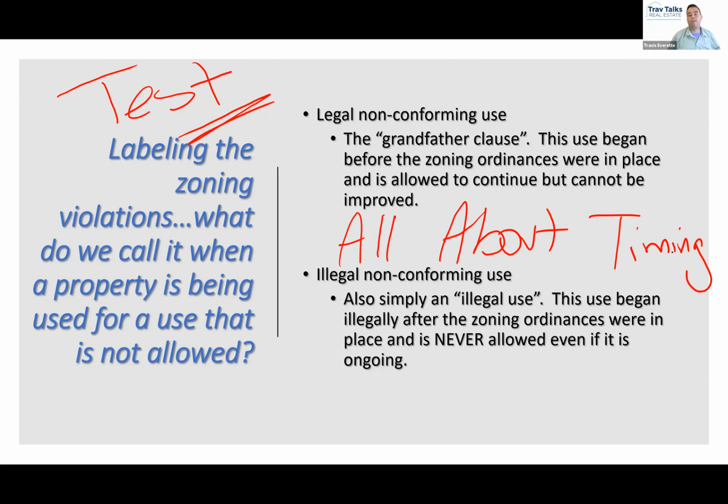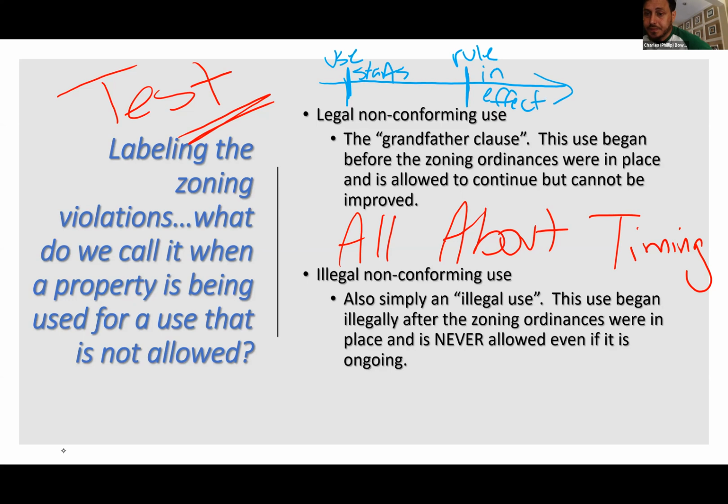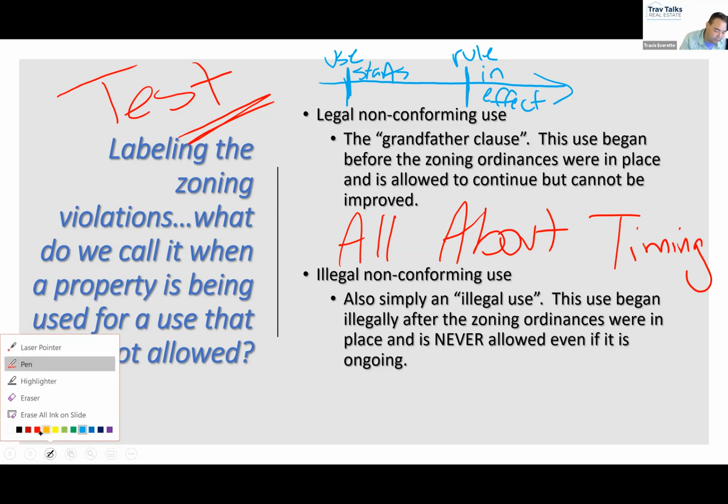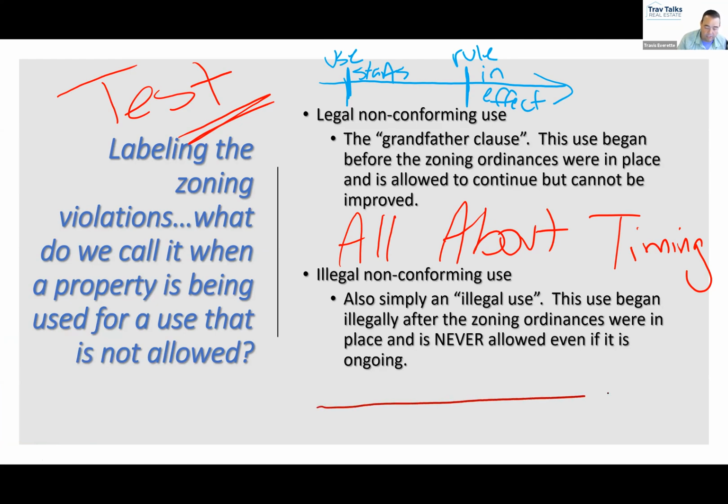If I could make you two timelines right here, that would explain this probably better than anything else. Let me do a couple different colors here. I'm going to make you two timelines. Here's the legal non-conforming use. Use starts. Rule in effect. What do you notice? Which one came first, the use or the rule? The use. All right, let's look down here at the bottom. We'll go to a different color. Here's a timeline for an illegal non-conforming use.